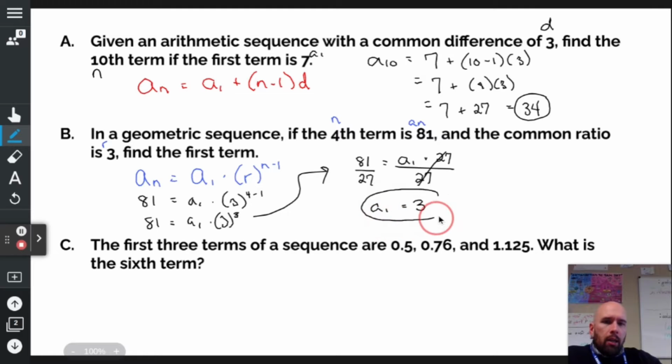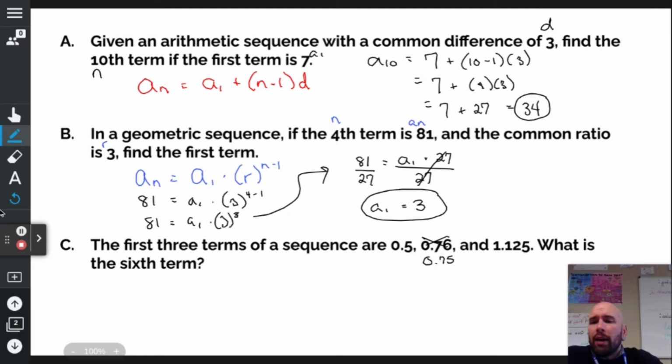I can handle that. The first 3 terms of a sequence are 0.5, 0.75, and 1.125. I know what I did. I know that that's a typo. That should be 0.75. I don't know why I did that. Silly me. All right. Now that I fixed it, I apologize. That's supposed to be what I have.